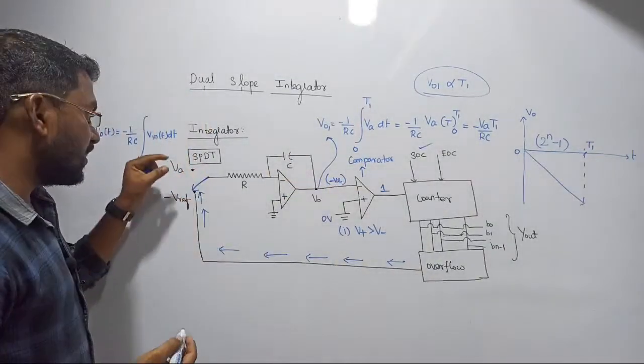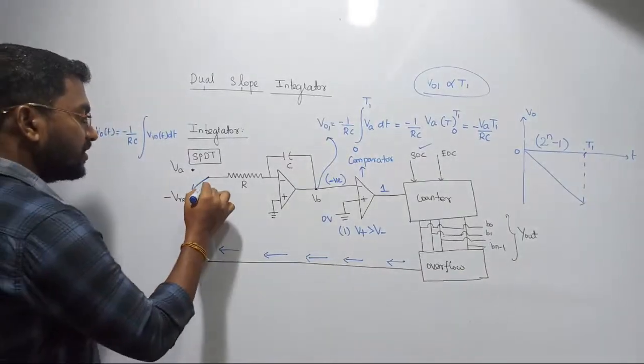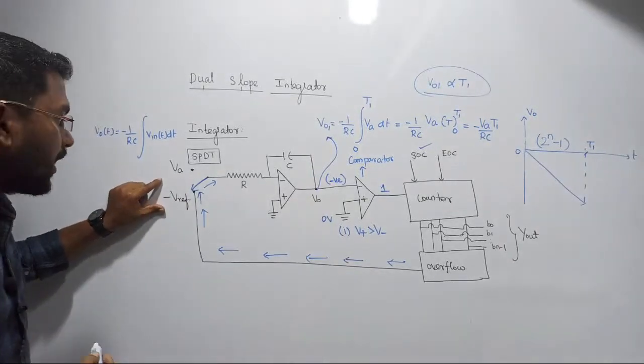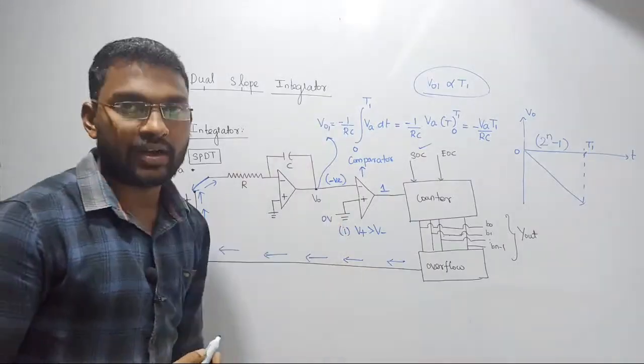We are replacing, that is what I can say, the position of the switch will be changed such that this signal is entering into the circuit. Now see there, your new input voltage is going to be minus V reference, that is coming from overflow. This voltage will enter here.